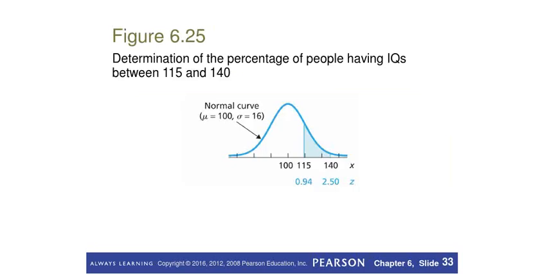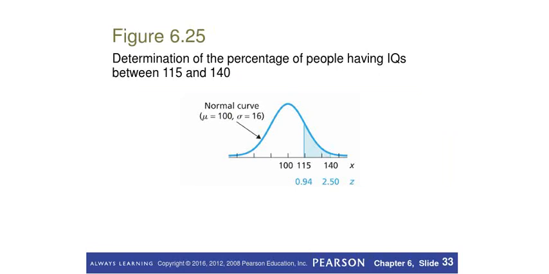So let's say that we were interested in determining the percentage of people having IQs between 115 and 140. And this is a normal curve for our IQ curve. It has 100 as the mean and 16 as the standard deviation. So what would be our probability?